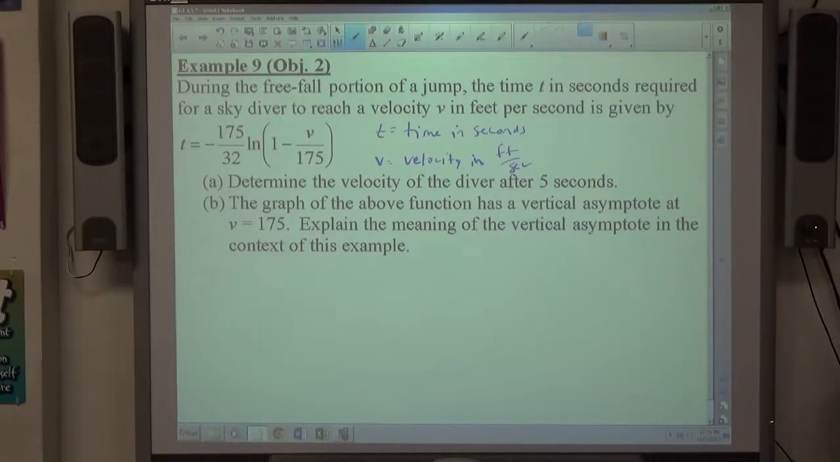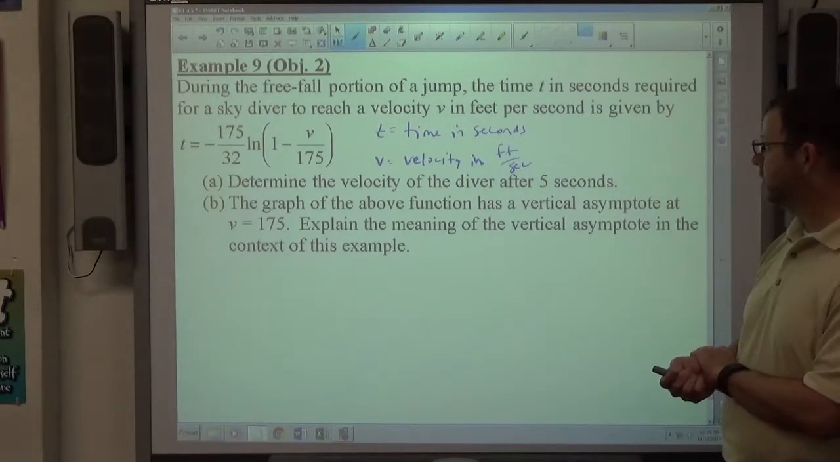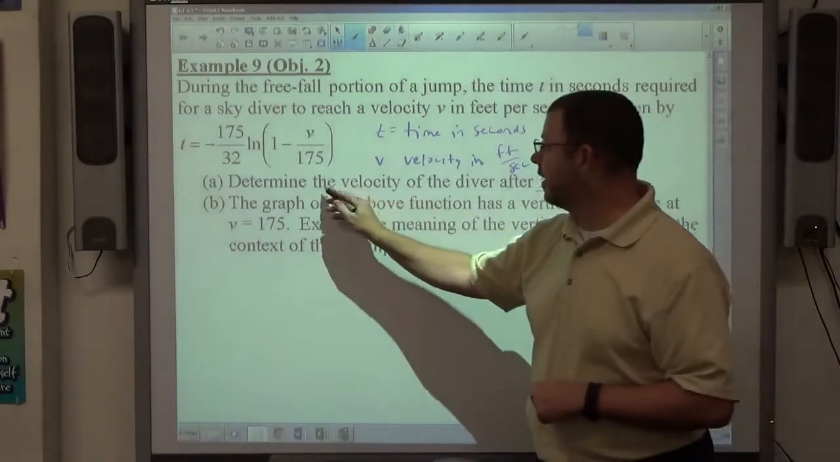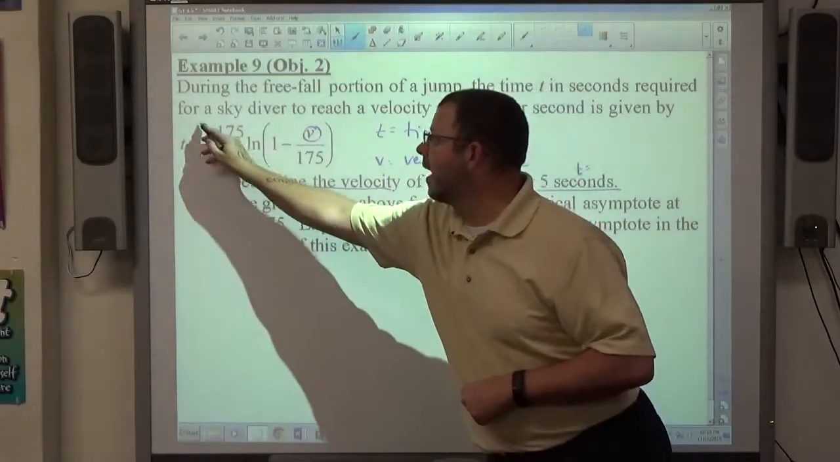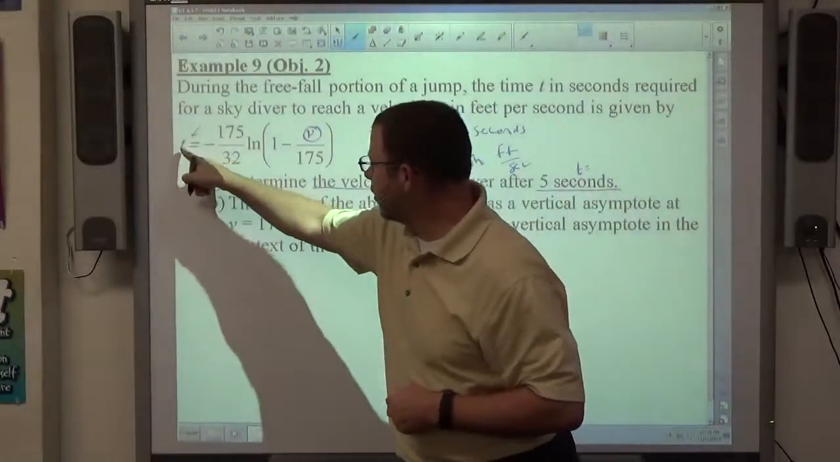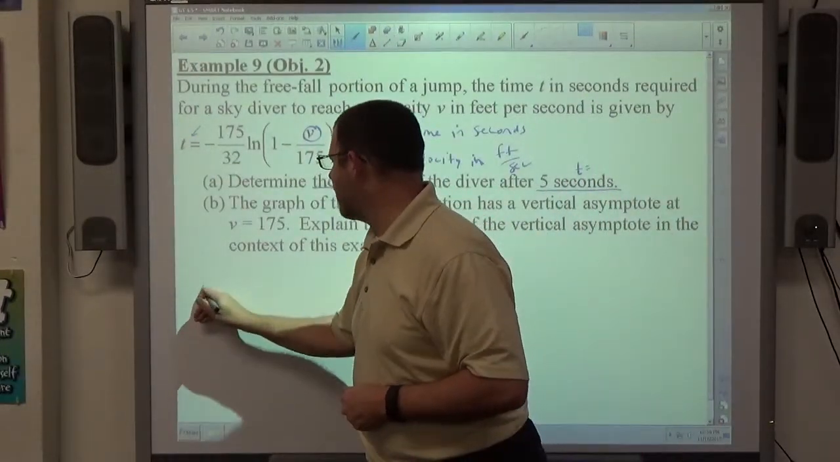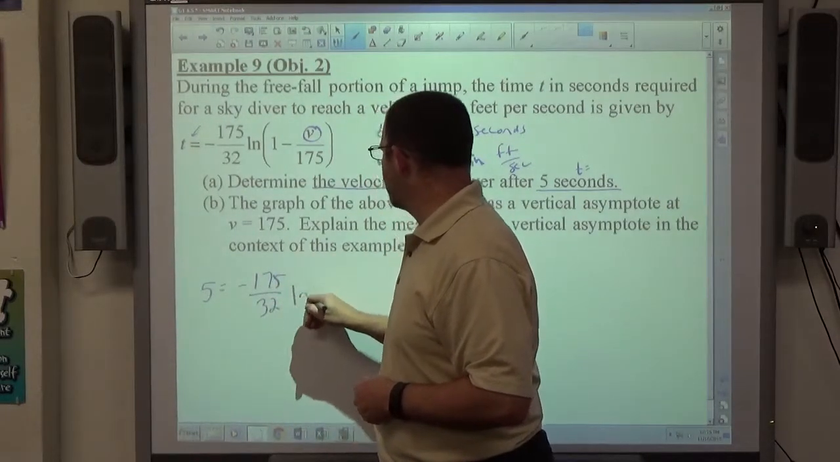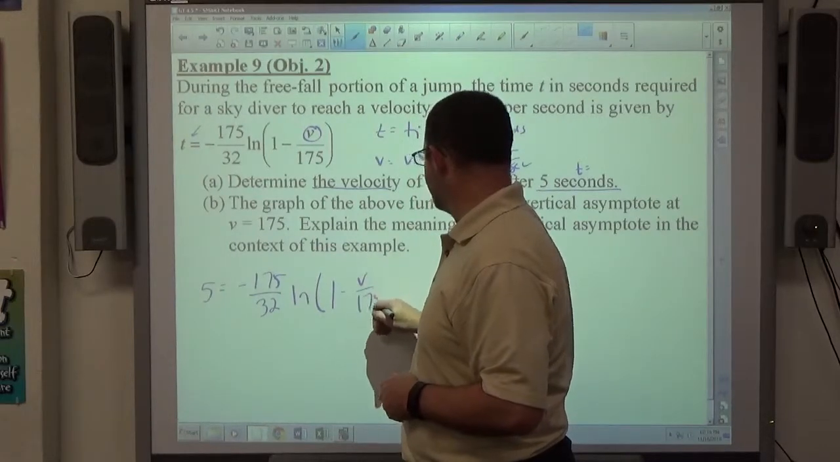Go to the trouble of figuring out what the variables in the equation represent. It will help you understand what's going on much better. It helps you understand what they're telling you. So it says determine the velocity of the diver after 5 seconds. So what are they telling me? They're telling me t equals 5, and they're asking me to find v. So I don't know this, but I do know that. So if I write this down, substituting 5 for t and leaving v, I'm going to get 5 equals negative 175 over 32 ln of 1 minus v over 175.